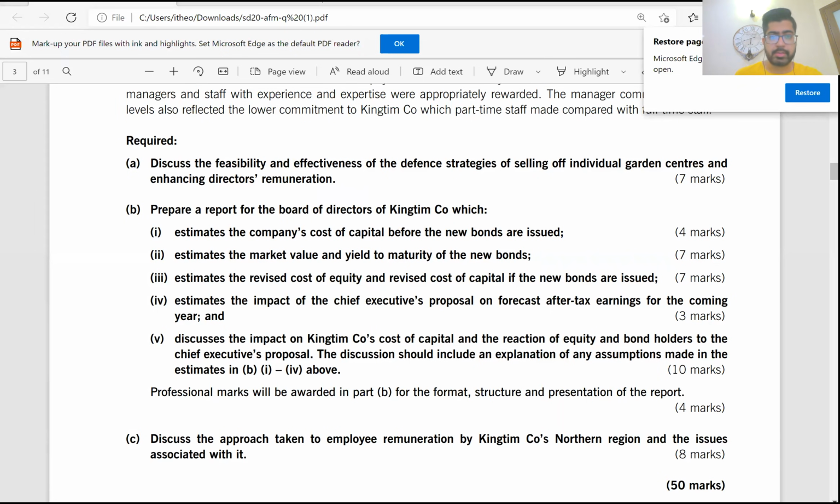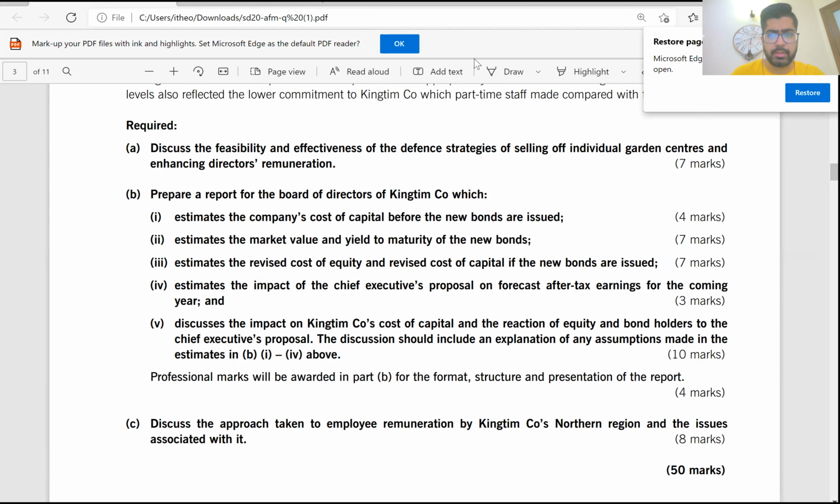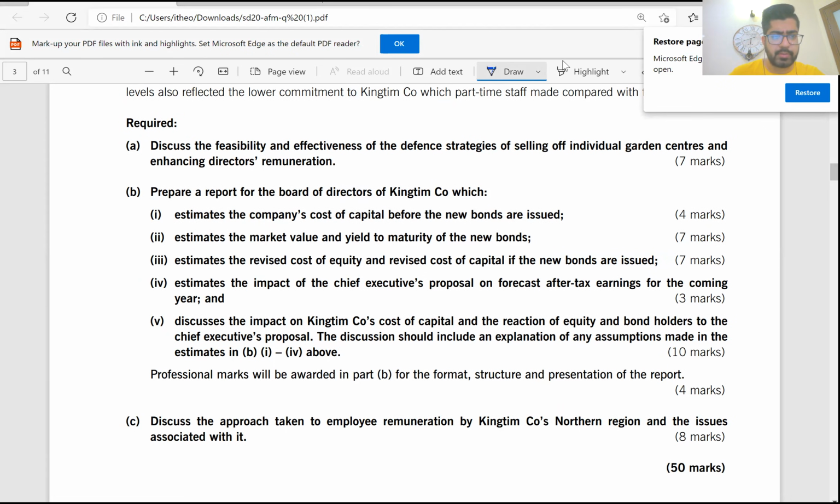Okay, so let's continue then. We had discussed part one, cost of capital before new bonds are issued. So I told you just look at the old data. It had equity and debt, and then we just calculated the KE and KD to get the cost of capital before the new bonds are issued. We've done this part as well.